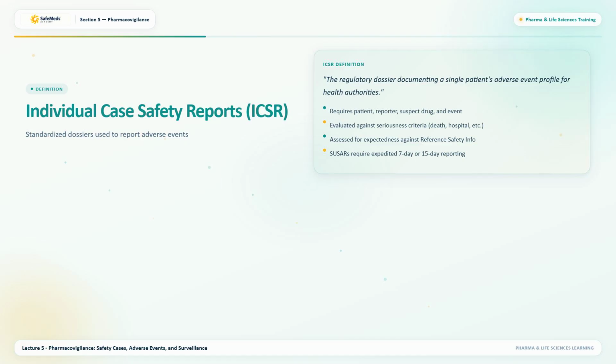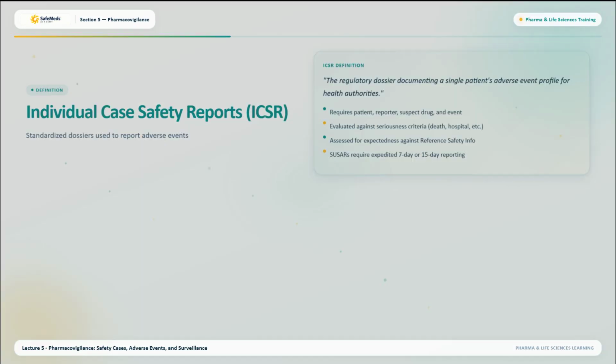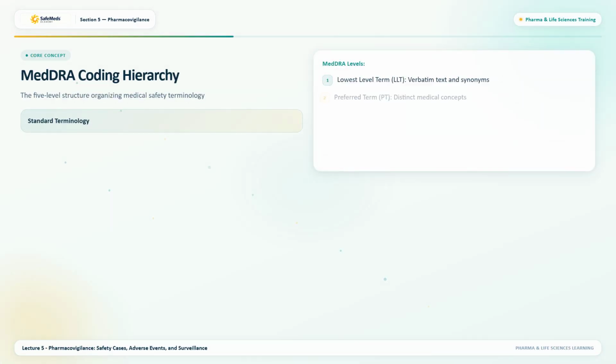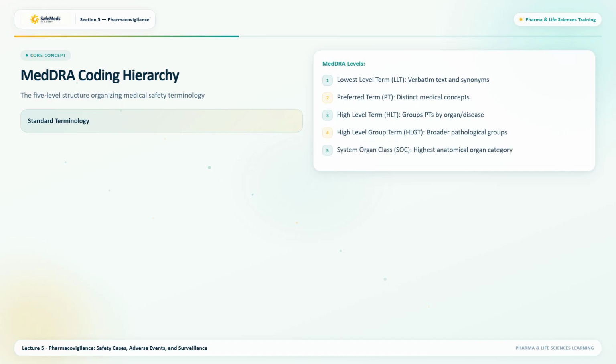Additionally, the event is assessed for expectedness, comparing the event against the product's reference safety information, such as the investigator brochure or product label. Suspected unexpected serious adverse reactions require rapid reporting to health authorities, typically within 7 to 15 days. Medical coding in pharmacovigilance is the process of standardizing verbatim safety descriptions using the medical dictionary for regulatory activities.